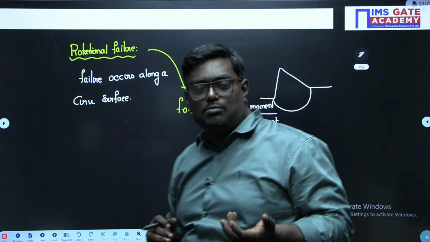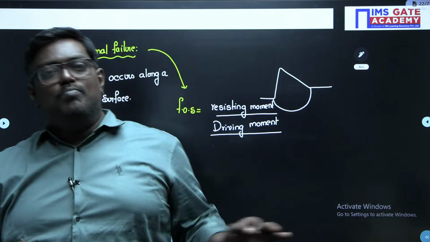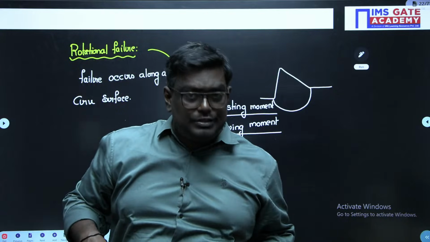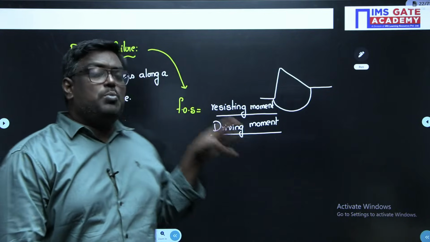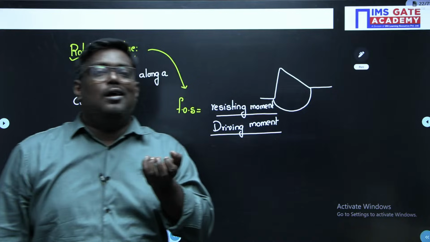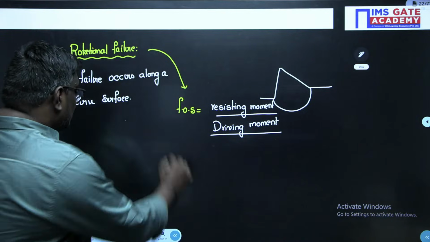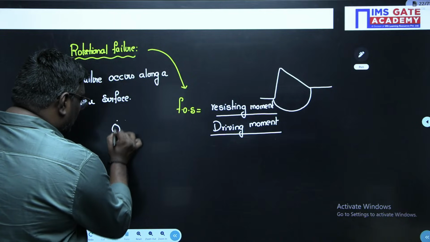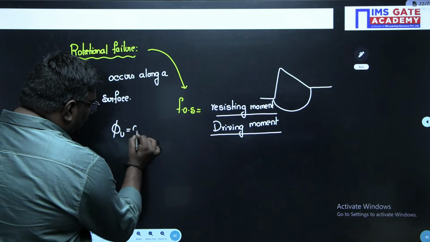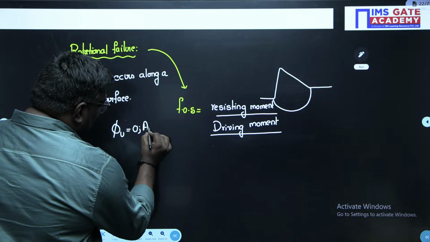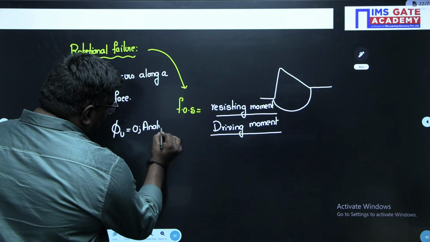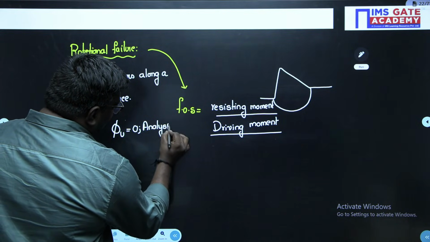That is called resisting moment. So resisting moment will always be due to the shear strength, and the driving moment will always be due to the weight, the self weight. So there is an analysis called phi u is equal to 0 analysis.